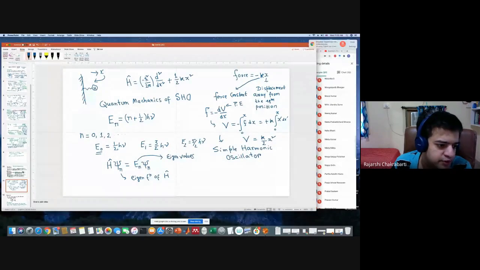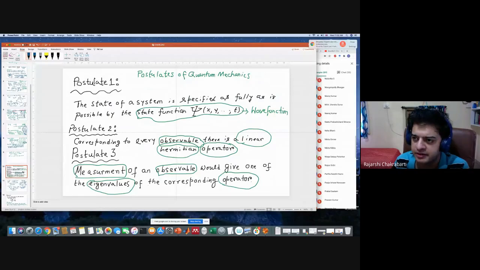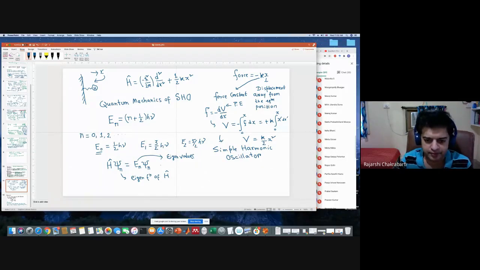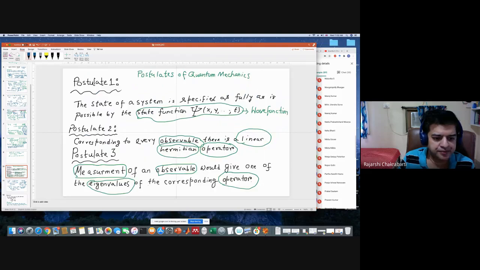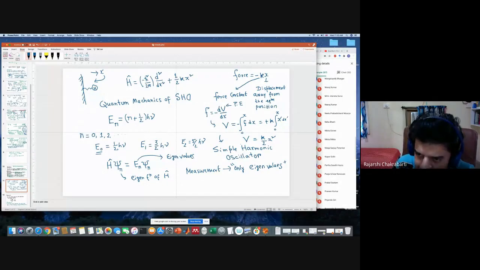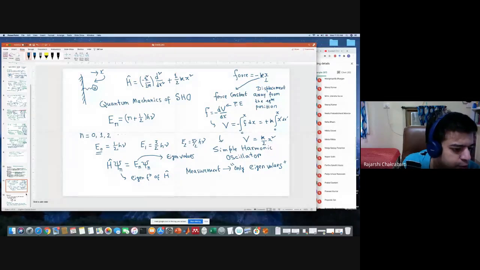So I again go back to postulate 3. Postulate 3 says that measurement of an observable, and energy is an observable, would give one of the eigenvalues of the corresponding operator. So each time I measure, I am going to get one of the eigenvalues. So the measurement ensures you get only eigenvalues. And this is your third postulate of quantum mechanics. But this postulate will be clearer when I discuss something right now, and then I'll take questions.